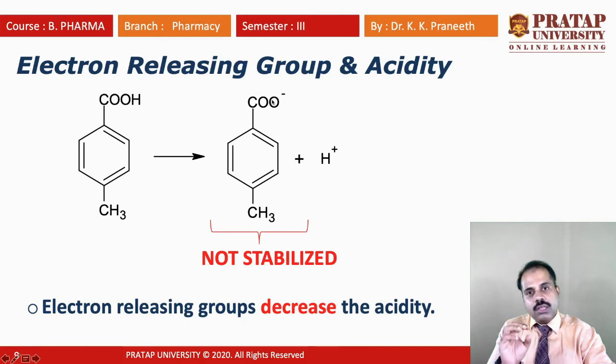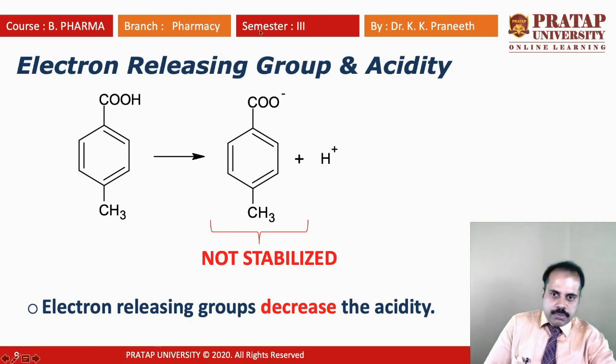So all the charged species are not stable. On the other hand, if you have an electron withdrawing group like a nitro group, this nitro group will take some electron from the benzene ring, and also from here. So this negative charge will slightly go here also, because if the nitro group is attached, it will take some electron. Then this will become stabilized. The charge will be reduced, so it will become stabilized.